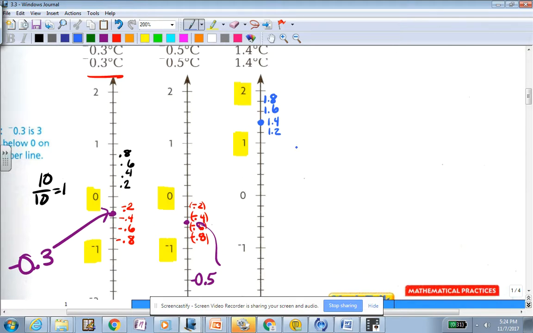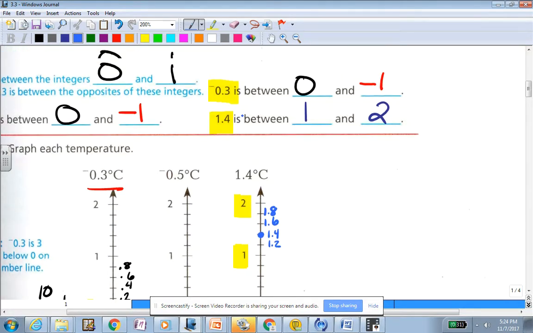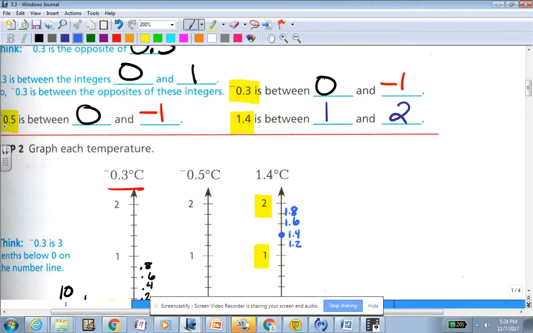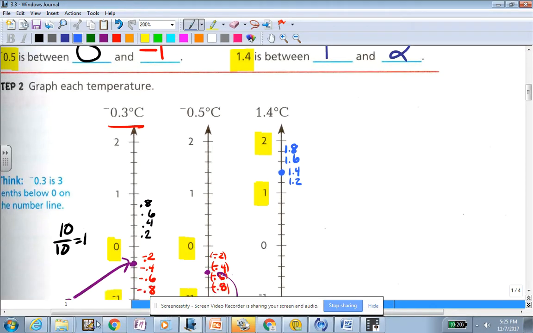So what was the first thing that we did? The first thing that we did was identify the integers that the number value falls in between. Here for the -3/10, we said between 0 and -1. That would make sense, right? Because there's a 0 here and it's not quite the whole number 1 or -1. And the same thing for the -5/10. It would make sense. Yep, there's a 0 here. It's not quite near a negative whole number, so it's going to be between 0 and -1. And the 1 4/10 is between 1 and 2. All right, let's move on to the next page.